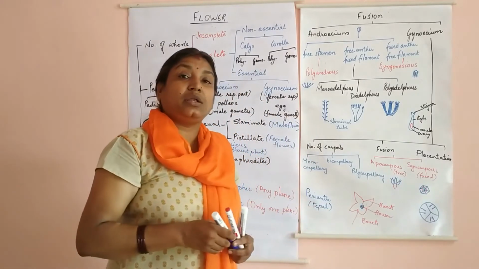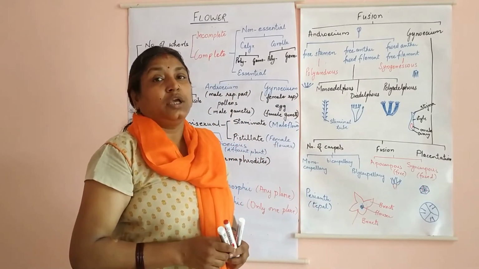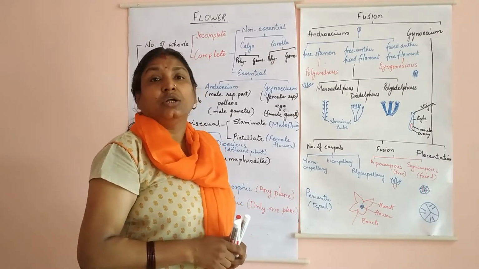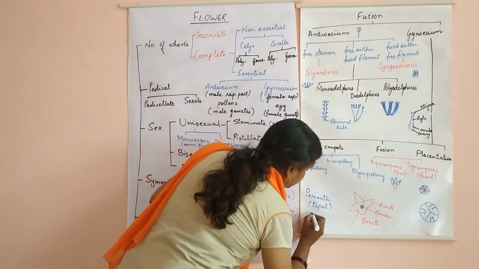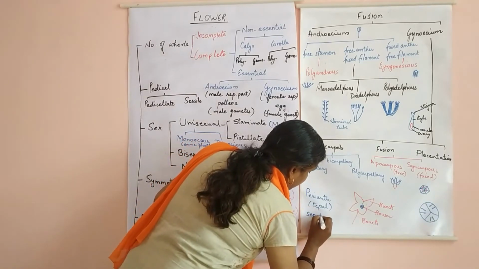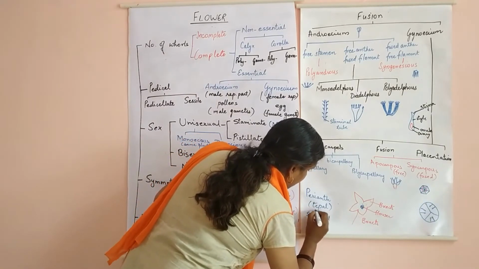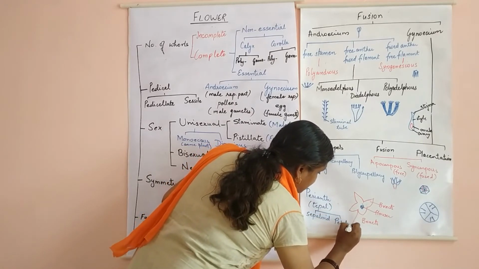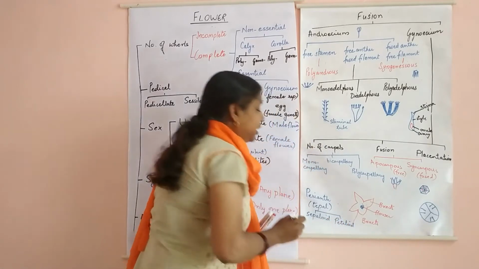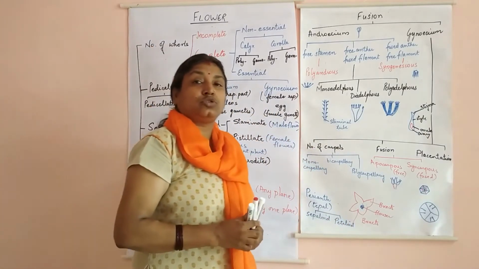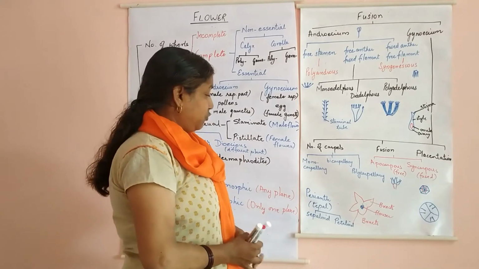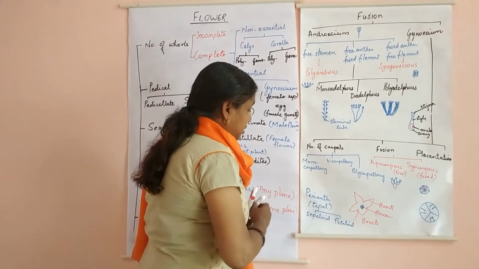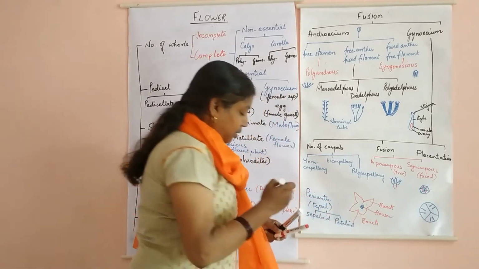This tepal may be green or colorful. If it is green and carries out the function of calyx protection, then it is known as sepaloid. So we have two types of perianth, sepaloid and another is petaloid. If it is brightly colored and carries out the function of pollination by attracting insects. So perianth is either sepaloid or petaloid.